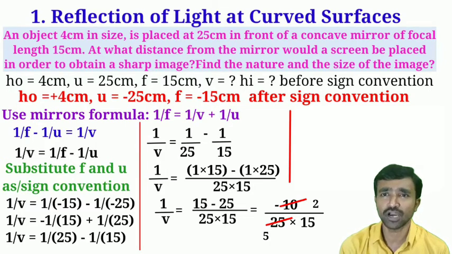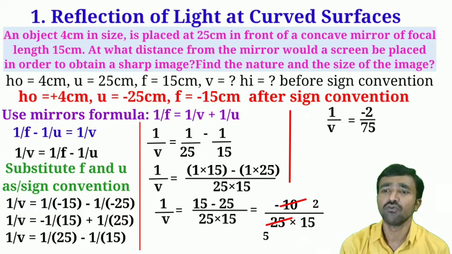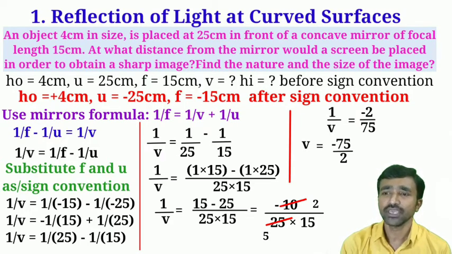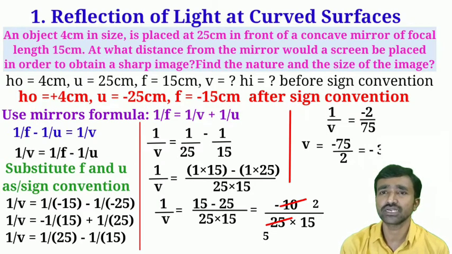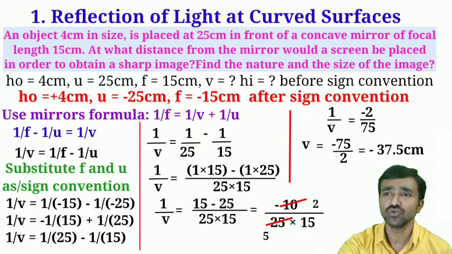Here there is no common table to cancel it, so it will be written as minus 2 by 75. So what we got? 1 by v equal to minus 2 by 75. So we will write it as minus 75 by 2. Minus 75 by 2, then here that is cancelled, means you will get minus 37.5. So here simply you got the image distance as minus 37.5.